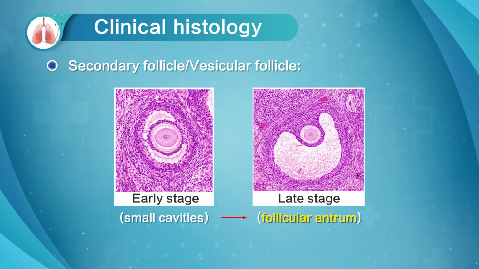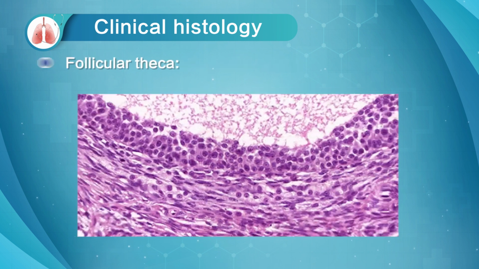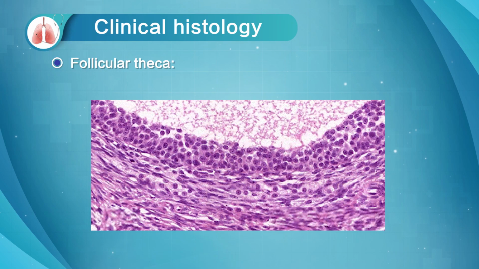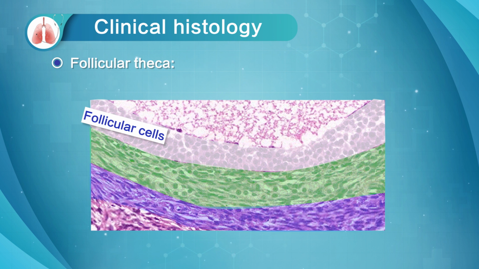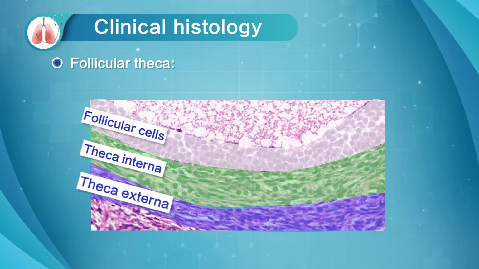In vesicular follicles, the granulosa cells immediately surrounding the zona pellucida become elongated and make up the corona radiata. As the follicles develop and enlarge in size, the surrounding stroma cells form an organized layer around the follicle. In secondary follicles, it's easy to identify the follicular theca containing two layers, theca interna and theca externa.